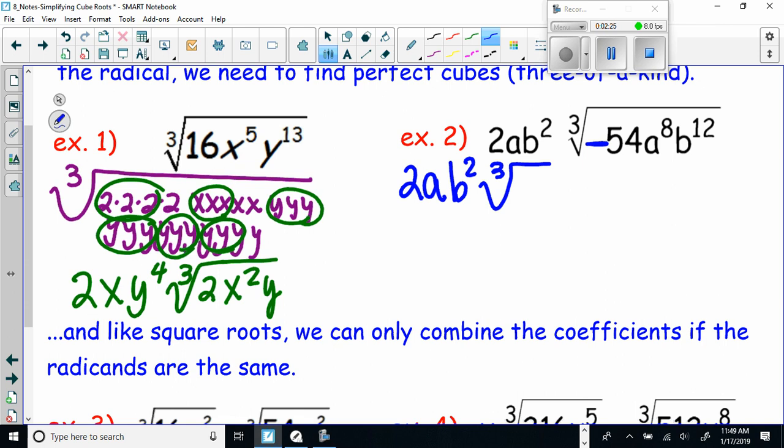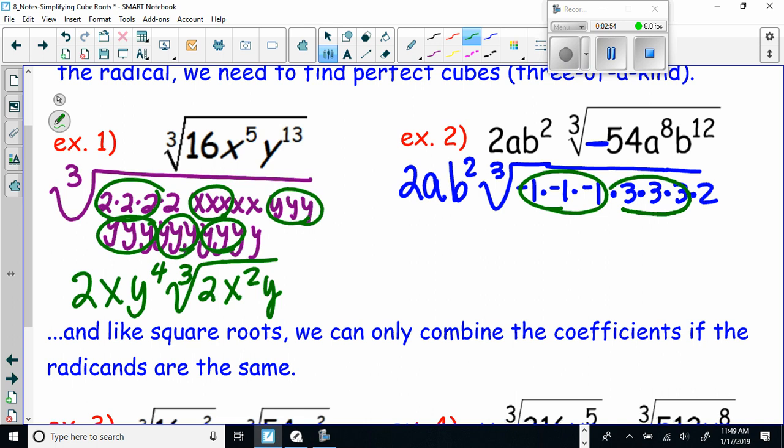I can think of the negative as negative 1 times negative 1 times negative 1, right? If I multiply that all together, what's negative 1 times negative 1 times negative 1? Negative 1. All right, 54 we know is 9 times 6. So there's 9 and there's 6. All right, and then I'm going to deal with the variables in just a minute. So I'm going to pull out a negative 1 and I'm going to pull out a 3. So I get to pull out a negative 3. And so I'm going to multiply that negative 3 by the 2. Those are going to go together.